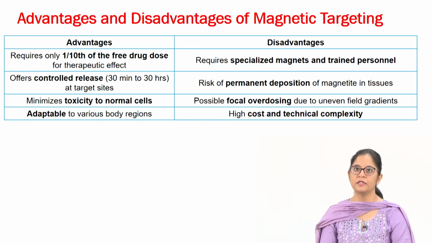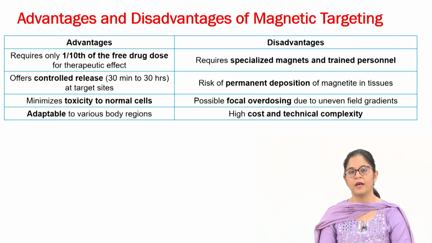Now, the advantages and disadvantages of magnetic targeting have been mentioned. The advantages are that it requires only 1/10 of the free drug dose for the therapeutic effect. This offers controlled release from 30 minutes to 30 hours at targeted sites. This helps in minimizing toxicity in normal cells and is adaptable to various body regions.